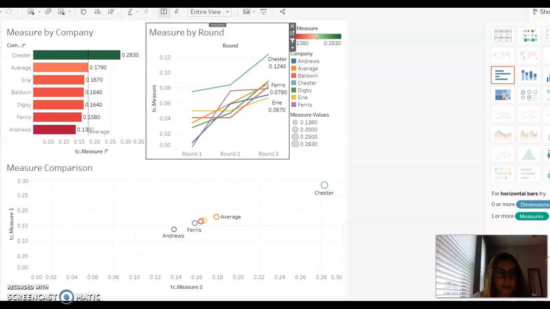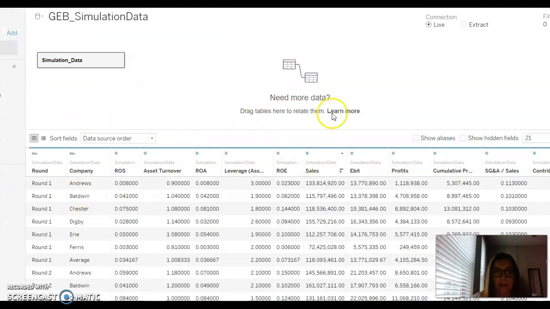So if we start out with the data source, over here we have simulation data. It starts out with all of the three rounds and all of the teams: Andrews, Baldwin, Chester, Digby, Erie, Ferris, and then we have the average and total. We have the asset turnover, the ROS, the ROA, leverage, sales, all the above.